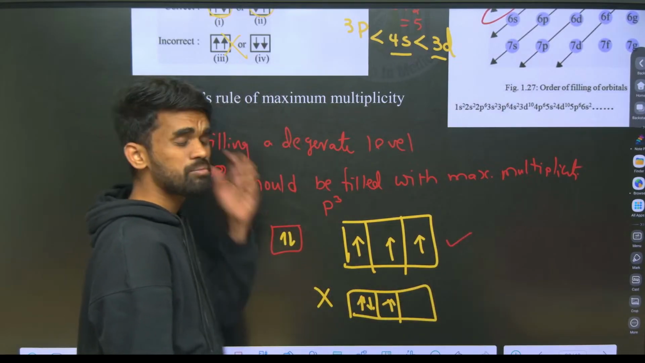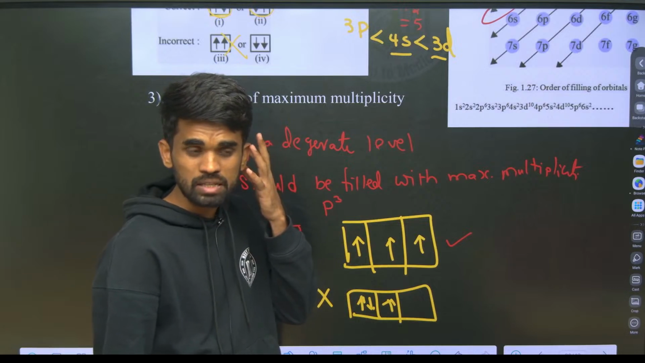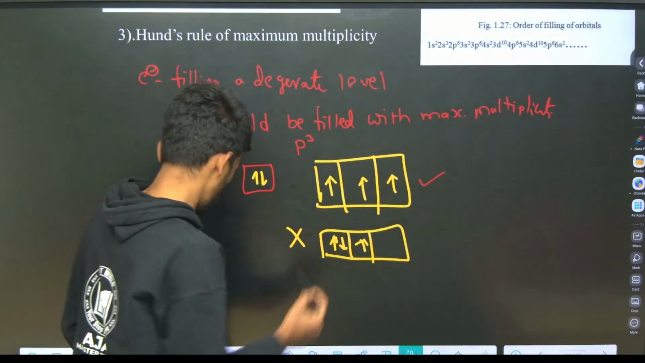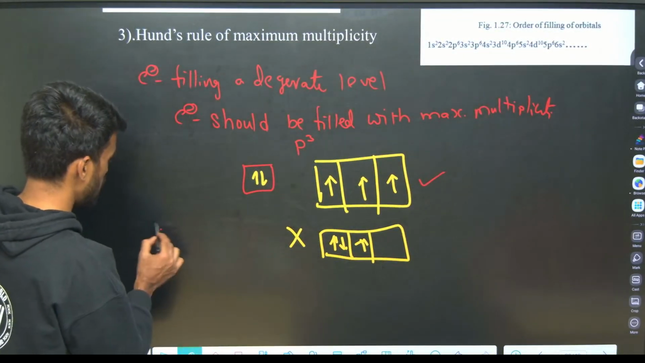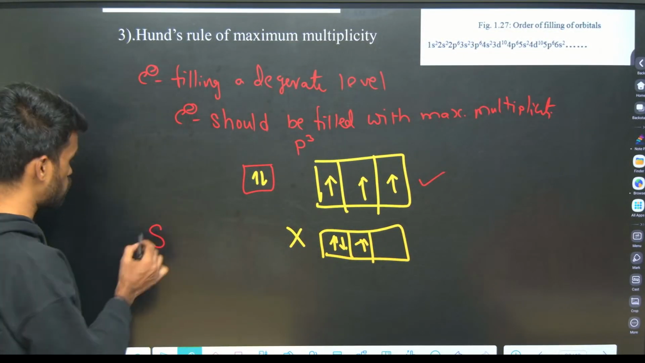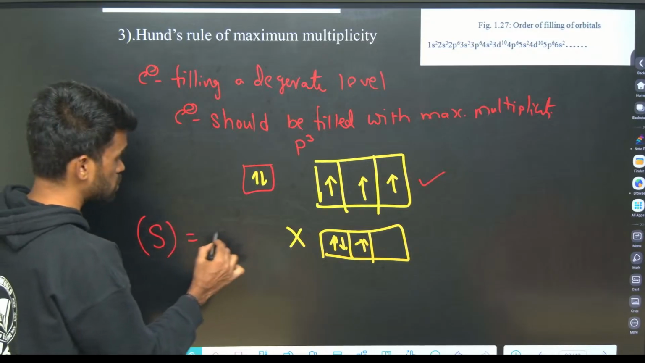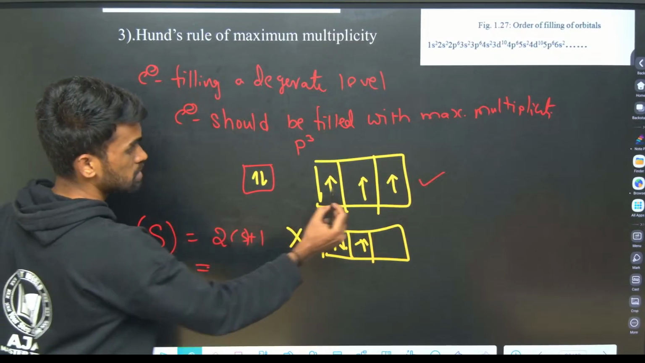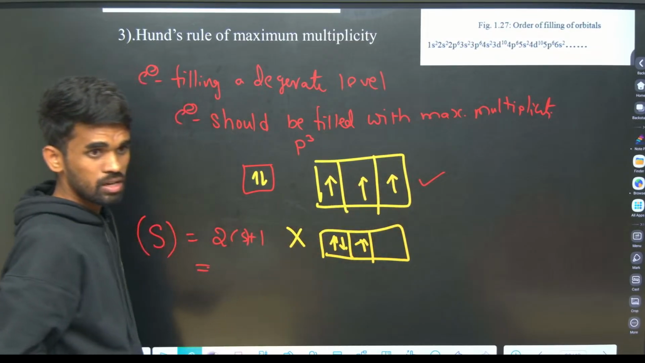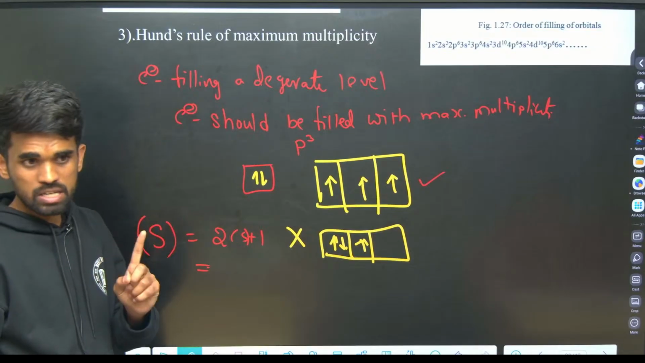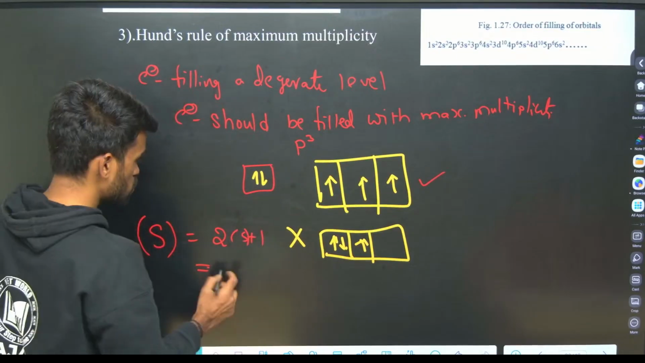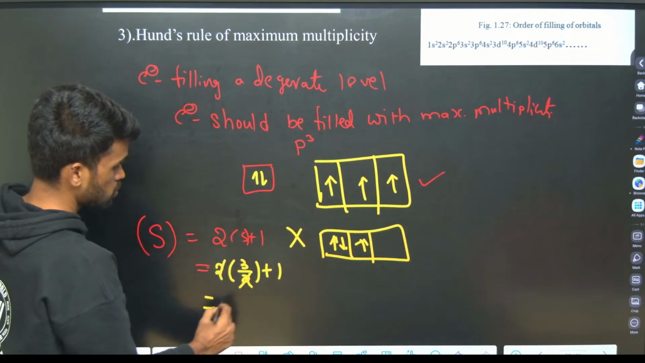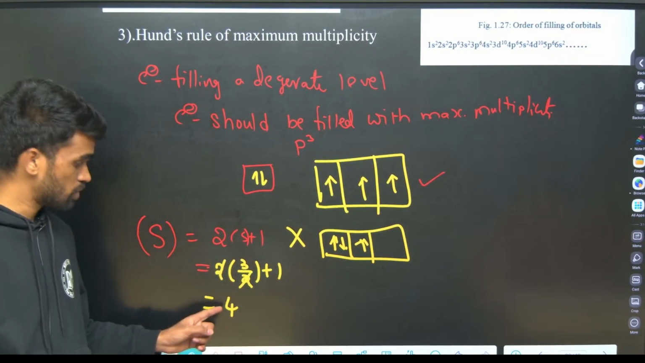Okay, so I am saying a word, maximum multiplicity. What is that maximum multiplicity? So the spin should be maximum. See, spin multiplicity, or total multiplicity I can say, is equal to 2S plus 1. How many spins are there? Each electron has plus half. All of them have the same spin now. So 2 into 3 by 2 plus 1, so 4 you got. So 4 is the multiplicity.